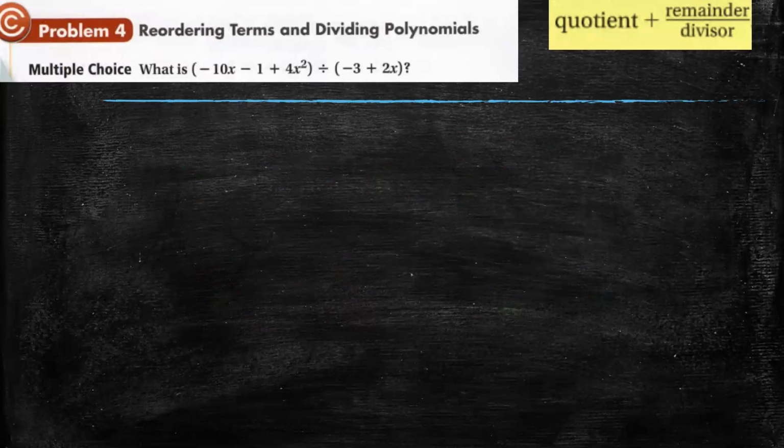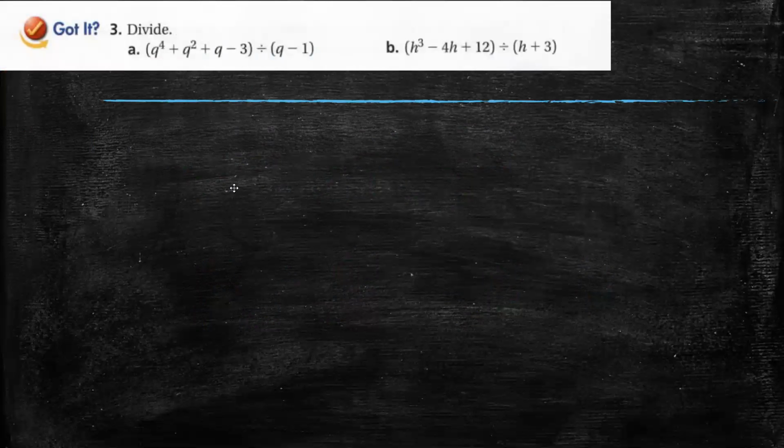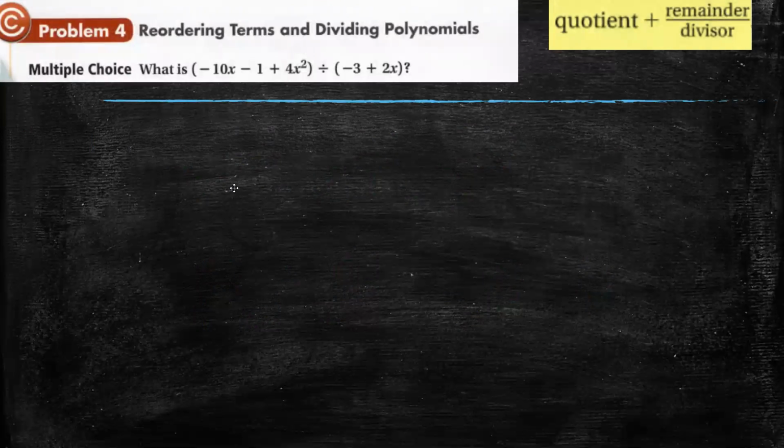Now, look at this one here. Here, we have to reorder terms when dividing polynomials. Look at them. We have negative 10x minus 1 plus 4x squared. Look at the powers. Here we have 1, 0, and 2. Are they ordered from the greatest to the lowest? Are they written in the standard form? No, teacher. So let's now rewrite it in the standard form.